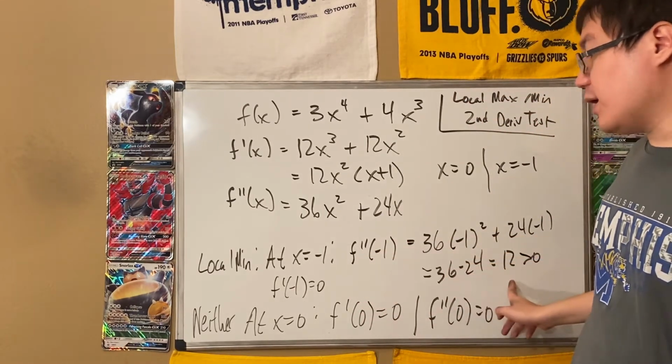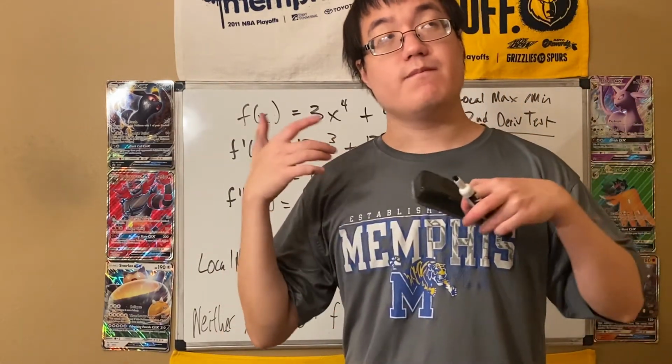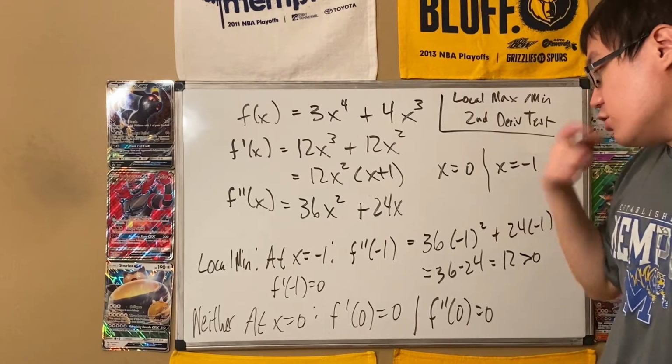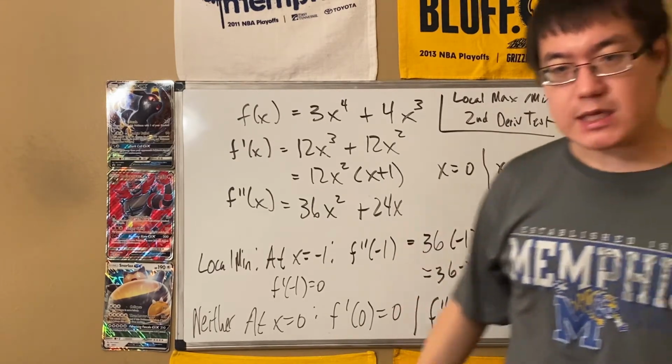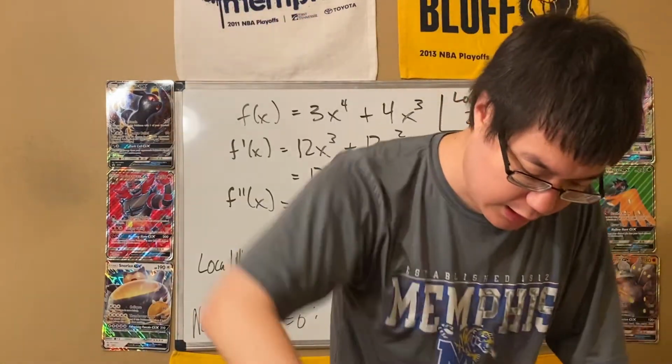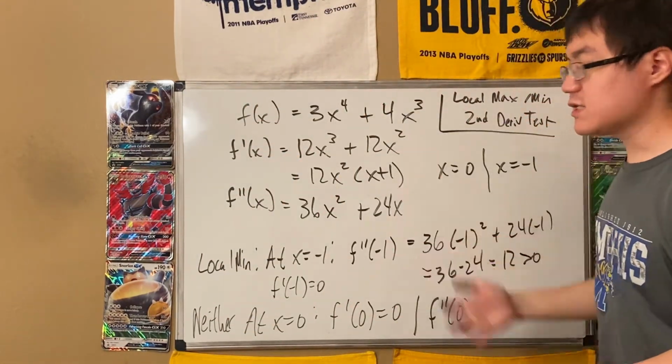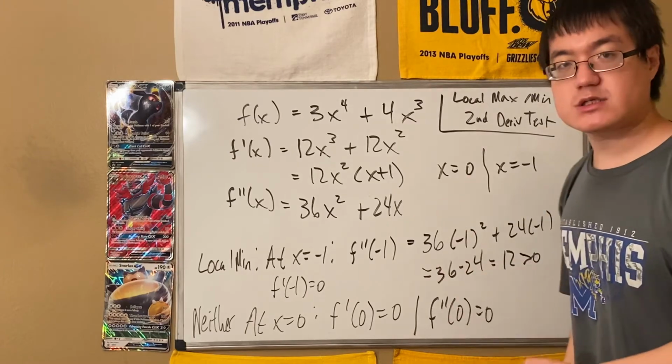The second derivative being positive means it's a local minimum because you're concave up, you're eating the sky, so you're going to be a valley. Then the second derivative being negative, for example, would mean you're concave down, you're eating the floor, so it's going to be a max. Practice the second derivative test, practice the first derivative test.